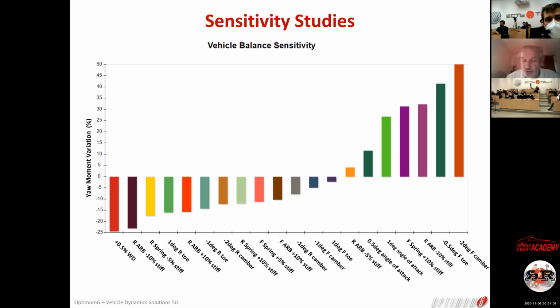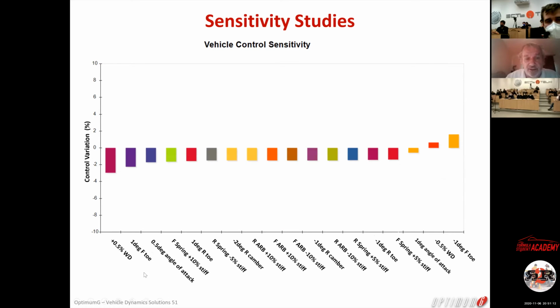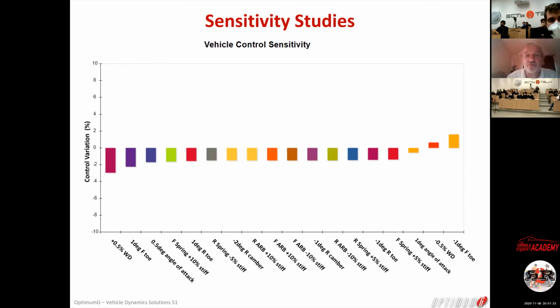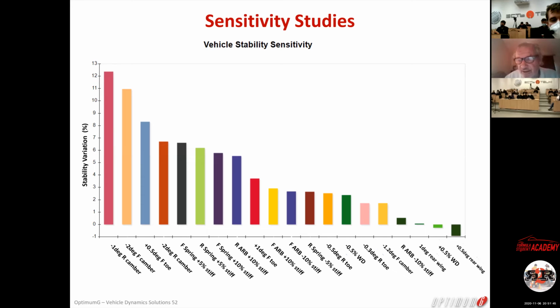But whatever you do, you can calculate the effect that the parameter you change on the car can have on the grip, the balance, and the next one is the control and the stability. So if you want to increase the control, it seems that 1 degree of front toe is going to make the biggest difference compared to 0.5% of weight distribution.